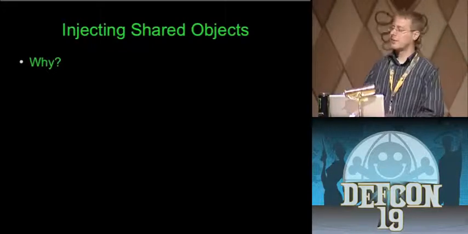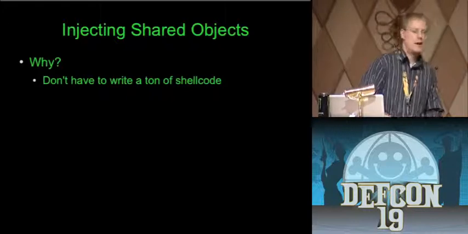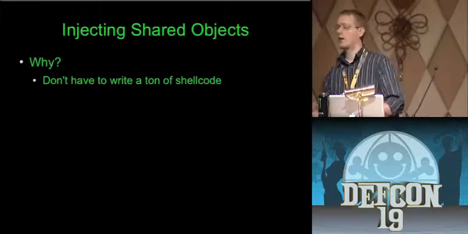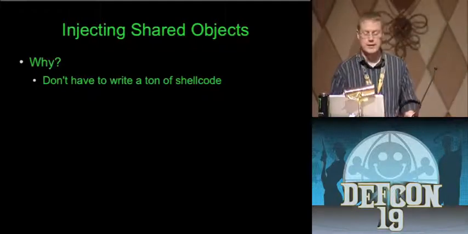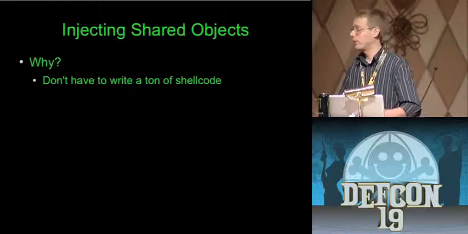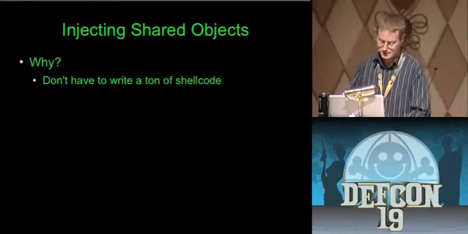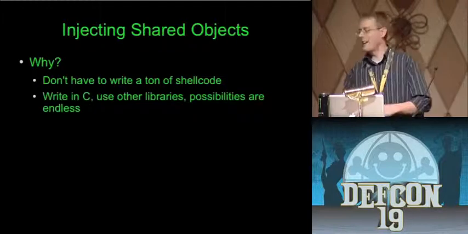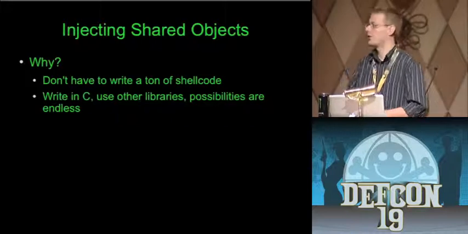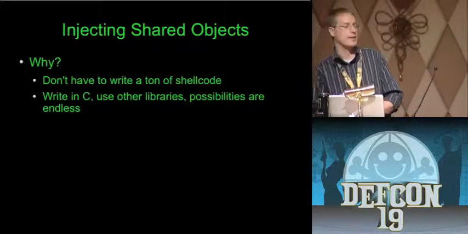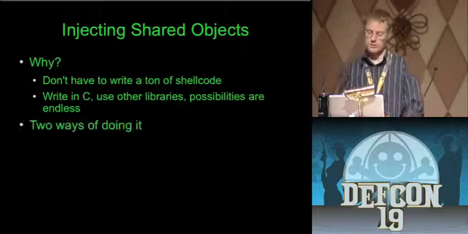So we want to be able to inject shared objects. And why do we want to do that? Because we don't want to have to write a ton of shellcode. Assembly is tedious. It is architecture dependent. It doesn't allow you to move as freely as you would like if you needed to pwn a lot of systems in a short amount of time. So what we want to do is write in C or use other libraries. The possibilities are endless. You could write your malicious code in Haskell or Erlang if you wanted. I don't know why you would, but you could.